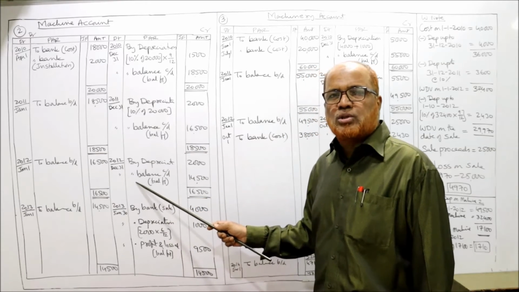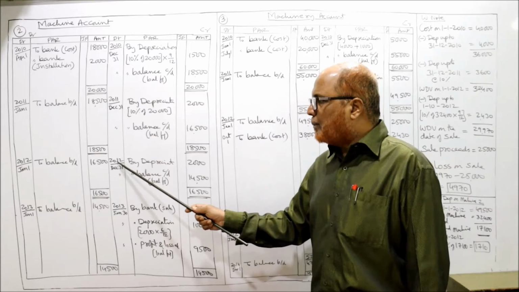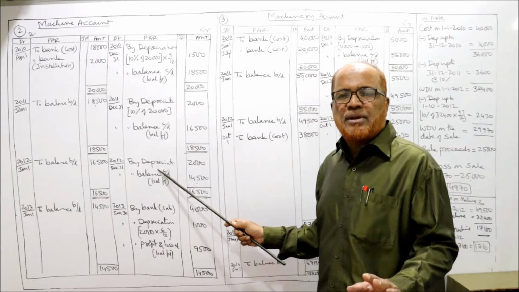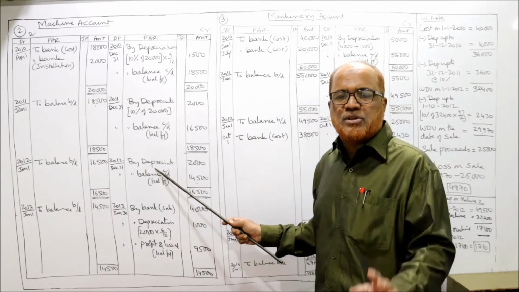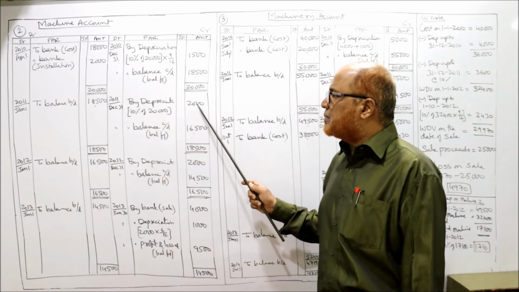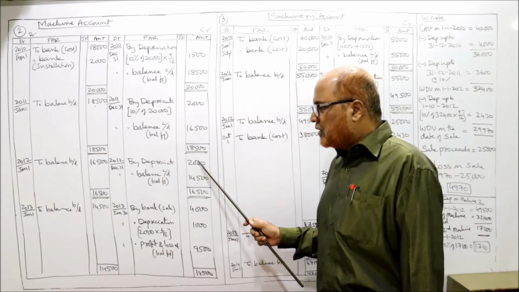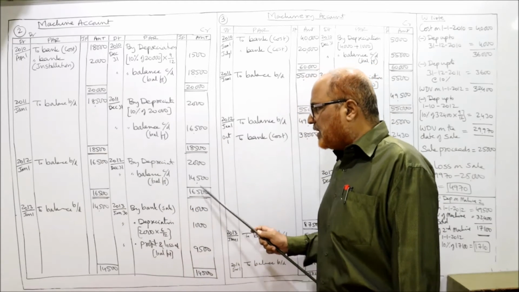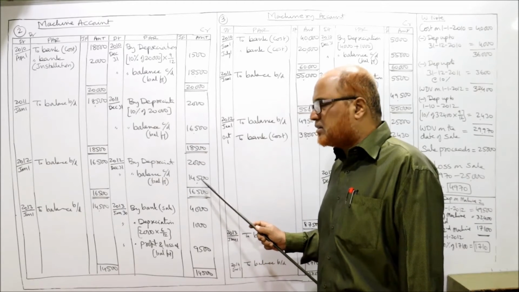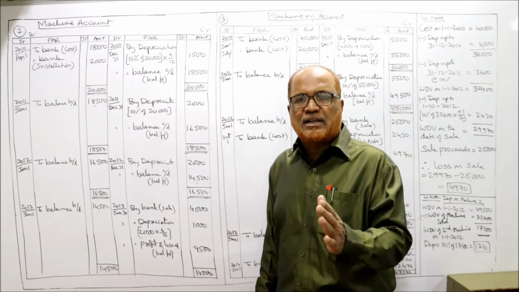Now we close 2012 also. By depreciation, the same depreciation every year, the amount of depreciation will remain the same. How much depreciation? 2,000. Now subtract 16,500 minus 2,000, 14,500. This is the closing value at the end of the third year.